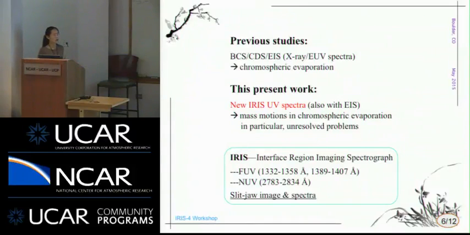Previous studies mainly used BCS, CDS, and EIS spectral lines in X-ray and EUV wavelengths to study chromospheric evaporation. The present work is using new IRIS UV spectra, together with EIS, to diagnose mass motions in chromospheric evaporation. In particular, we focus on those unresolved problems. Now, IRIS is providing high-resolution slit jaw images as well as spectra in these FUV and NUV passbands.